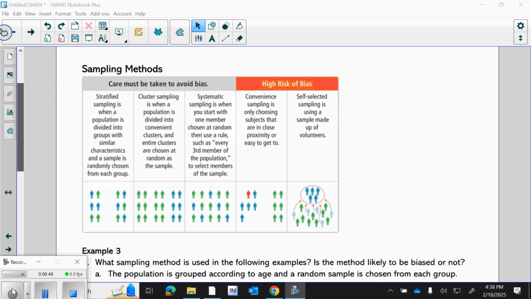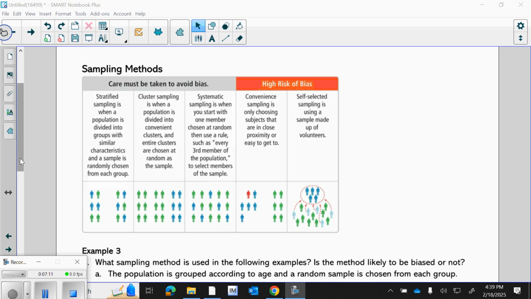And finally, self-selected. In self-selected, you are dependent upon people volunteering to be a part of your survey. So only the people that are interested in the survey might volunteer. And once again, you might not get a good representation of the population.